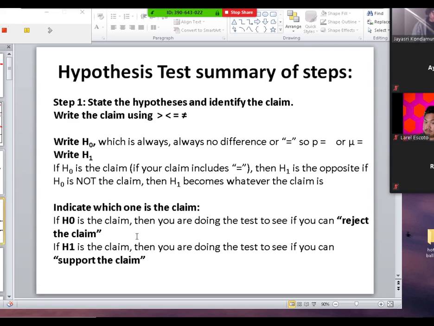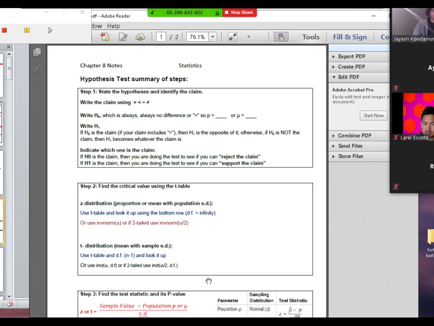So what I want you guys to do is grab out the handout Chapter 8 summary. It's these ones right here. It looks like this. So go ahead and pick that up, grab it, and we're going to go over this. These are the hypothesis test summary of steps. I just kind of boxed these up. You cannot use these on the exam.